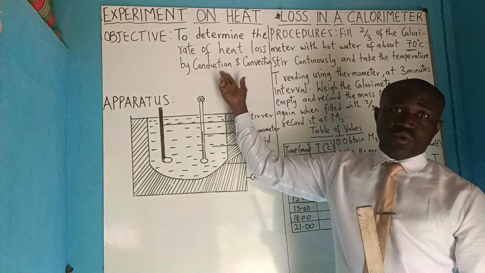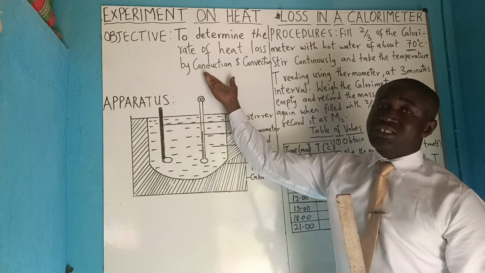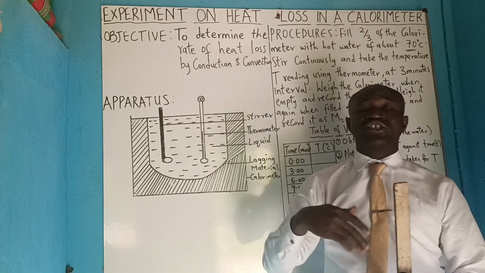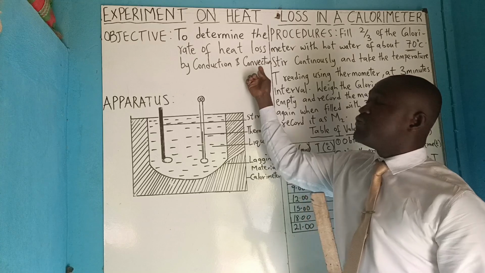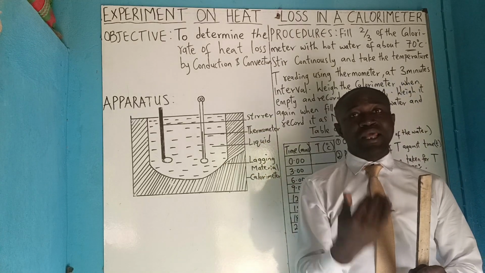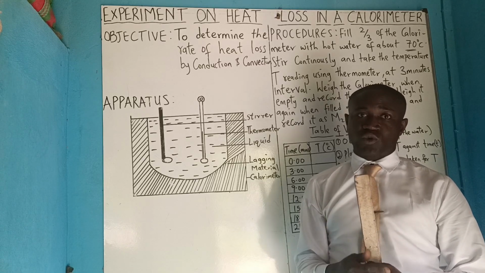These are the methods we want to use: conduction and convection. Conduction is a process of heat transfer which takes place in solids. Convection is a process of heat transfer which takes place in liquids or in gases as well.